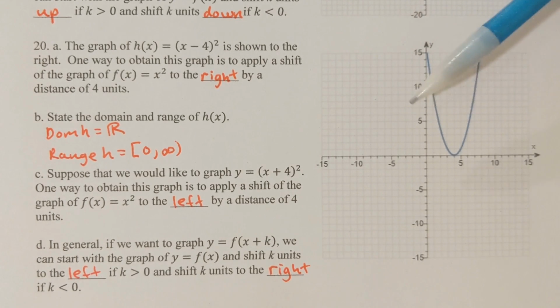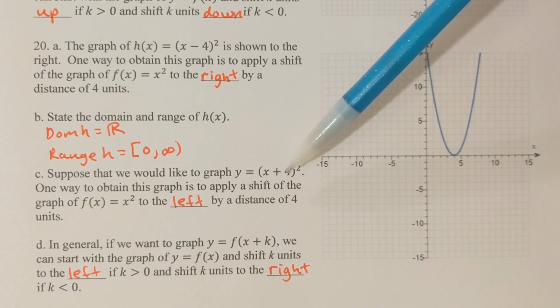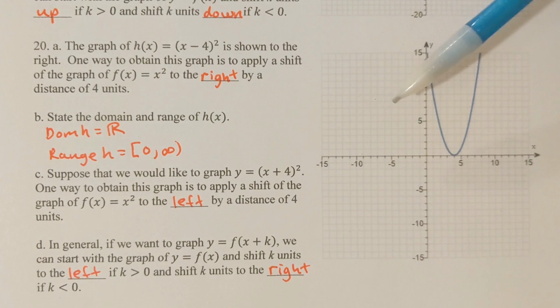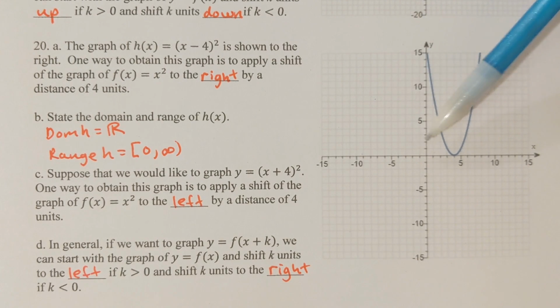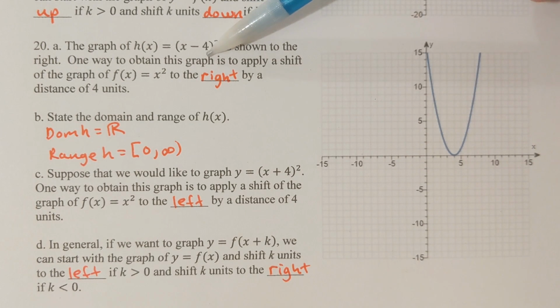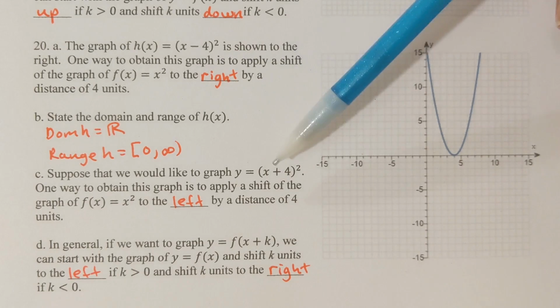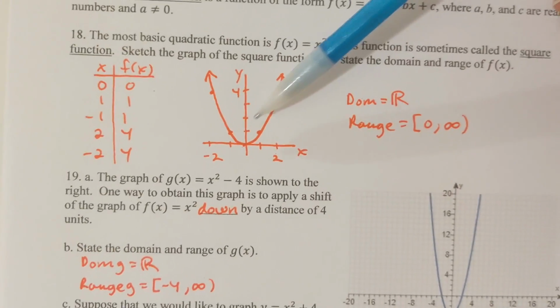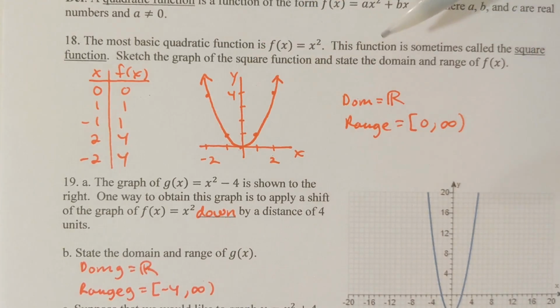Part C, suppose that we would like to graph y equal x plus 4, the quantity squared. One way to obtain this graph is to apply a shift of the graph of the square function to the left by a distance of 4 units. So what caused the square function to go to the right 4 units? Well, it's this minus 4 here. Okay, if I had a plus 4, the parabola would go the other way 4 units. Okay, from this graph, it'd go 4 units to the left.